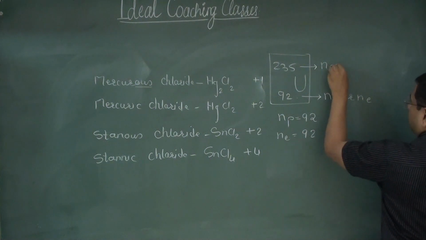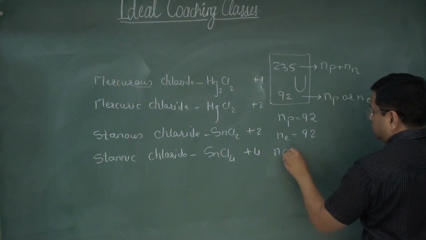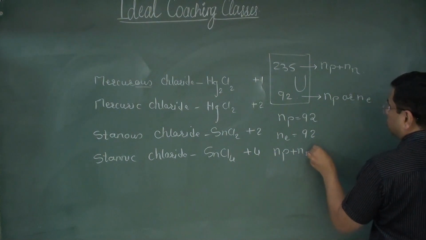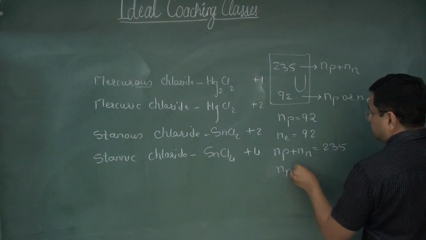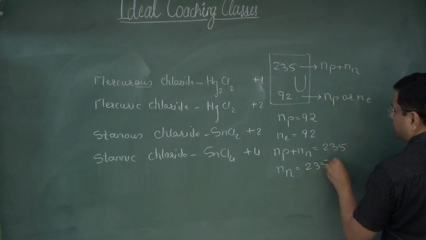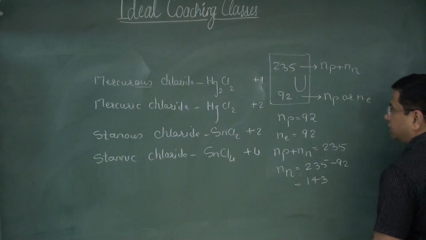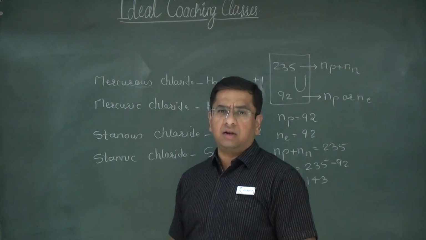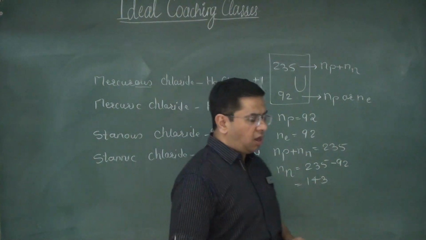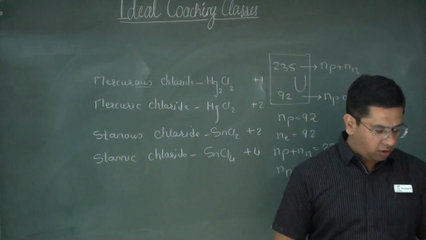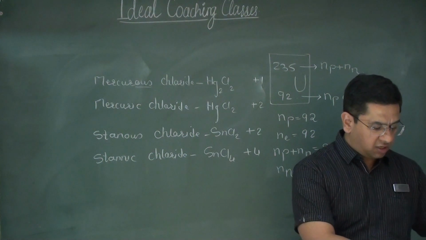This represents the number of protons plus number of neutrons. So I write number of protons plus number of neutrons is equal to 235. So number of neutrons is equal to 235 minus 92, that is 143. This is what we have studied. That is, if you are given the atomic mass number and atomic number, how we are going to find out the number of protons, neutrons and electrons.